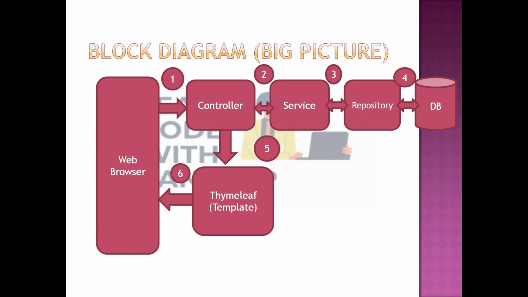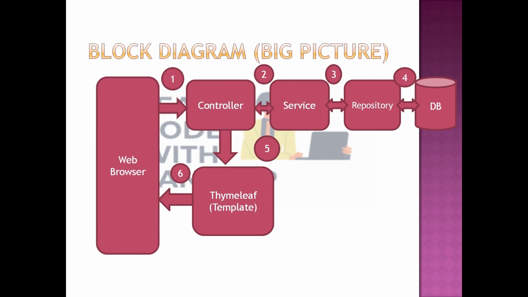The service layer talks to the repository layer, where we have the query-level logic, like select employee from employee table where employee ID is equal to 1. We can also use JPA methods, like findById, findByName or findAll. The repository layer then talks to the DB layer.